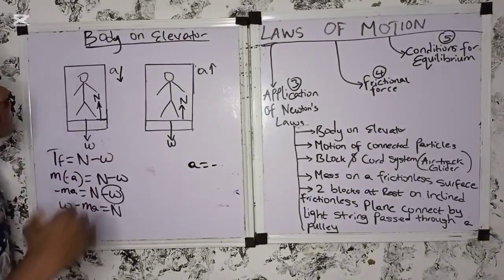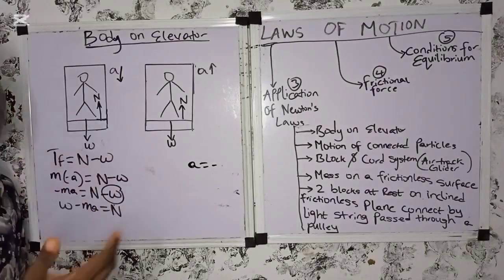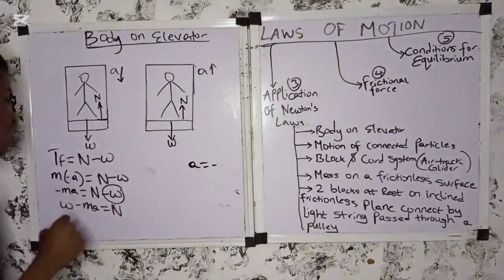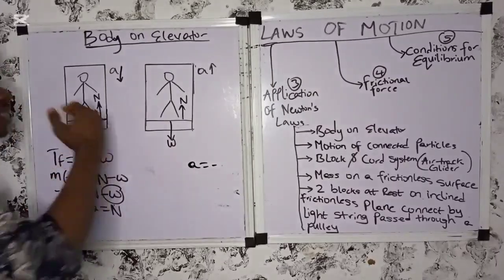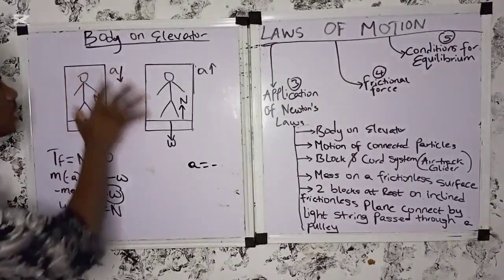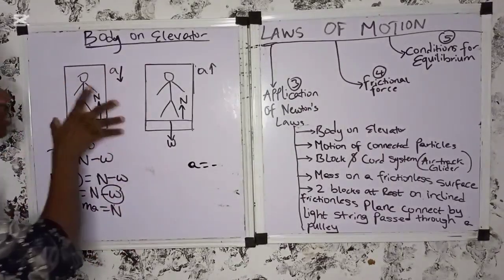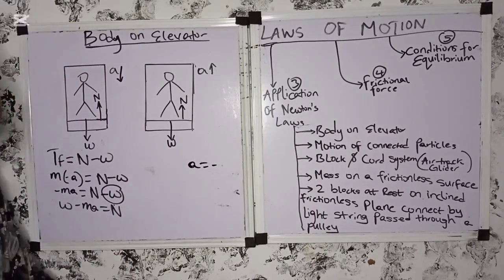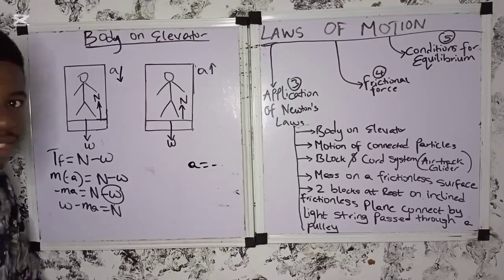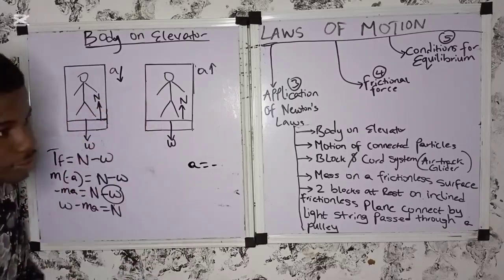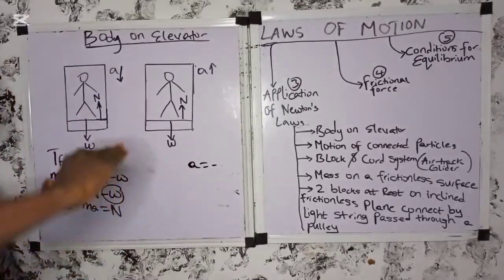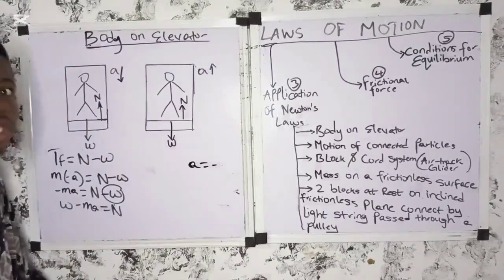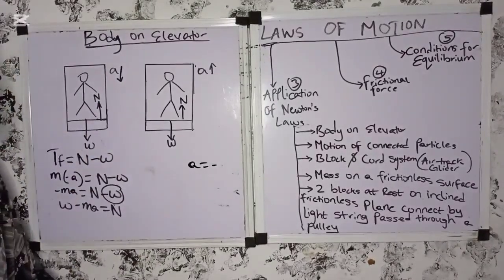The scale will read what? We read a weight lesser than the true weight of the body. Now, it is this scenario where the body becomes weightless. The body will feel light. So it's when the elevator is usually going down. If you have entered an elevator, you find out that when the elevator is moving down, you will feel light. You feel a sign of weightlessness.